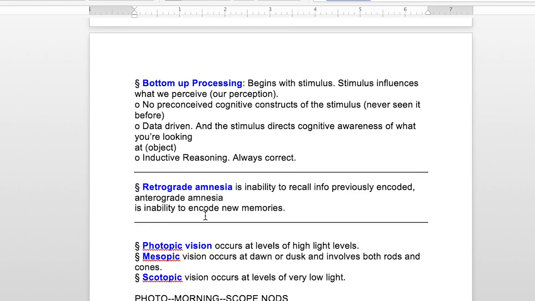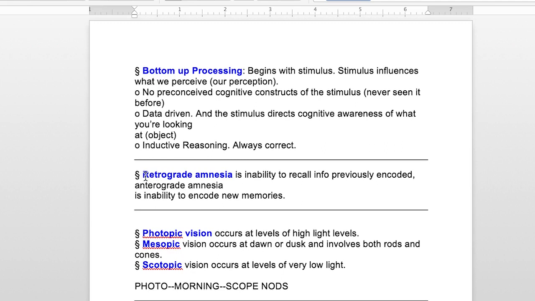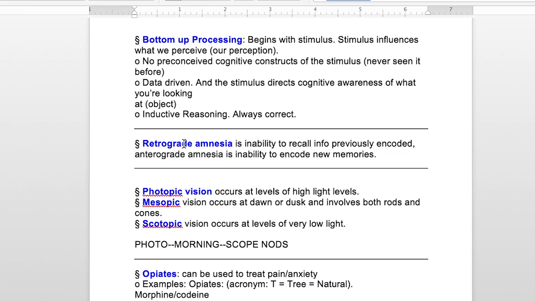Another one that I was always getting mixed up is retrograde amnesia versus anterograde. Retrograde is in the past. Whatever is in the past, you cannot recall it. You can form new memories, but you cannot bring back what happened in the past. That is retrograde. It happened in the past. Anterograde is what's in front of you. So you cannot make any new memories because it is in front of you, but you can recall old memories.